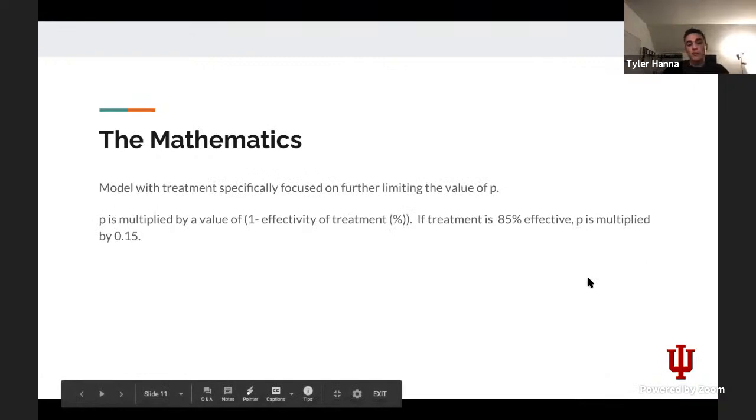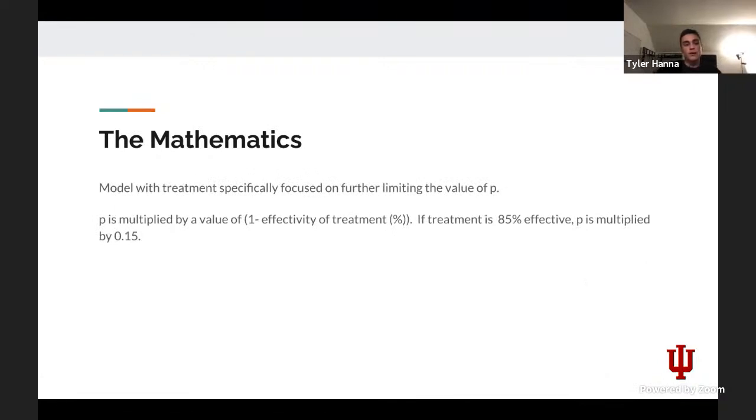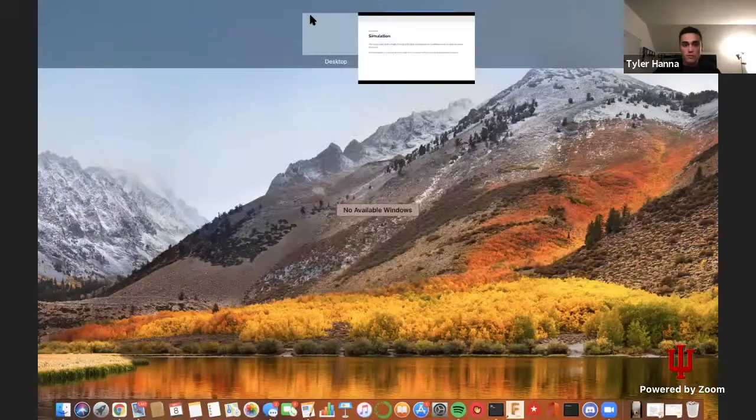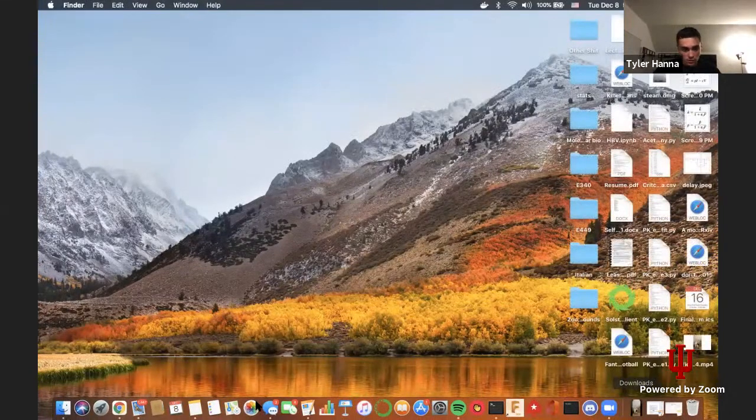And furthermore, there is another model which considers treatment with an antiviral. I forgot the name of the treatment, but it is an antiviral treatment that will further decrease this parameter P, and thus it's an inhibitor. It inhibits an infected cell's ability to produce virus, which will in turn shorten the length of the infection. And now I will go to the notebook.